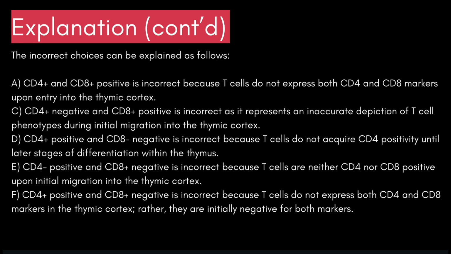CD4 negative and CD8 positive is incorrect because T cells are neither CD4 nor CD8 positive upon initial migration into the thymic cortex. CD4 positive and CD8 positive is incorrect because T cells do not express both CD4 and CD8 markers in the thymic cortex. Rather, they are initially negative for both markers. Let's go ahead and move on to the next question.